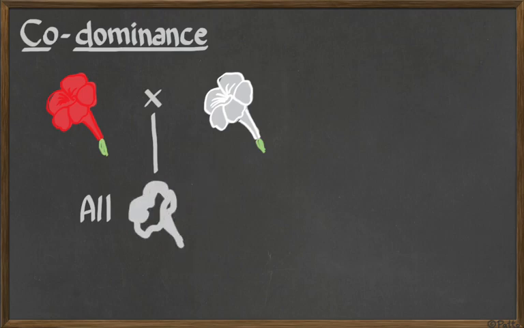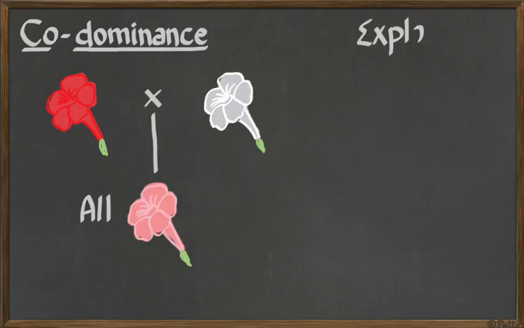What if they're all white? Okay, so white is dominant and the red is recessive. You know this already, simple inheritance, no big deal. But what happens if all of them are pink? All of them are not red and not white, they are pink. So the explanation for this is quite simple.